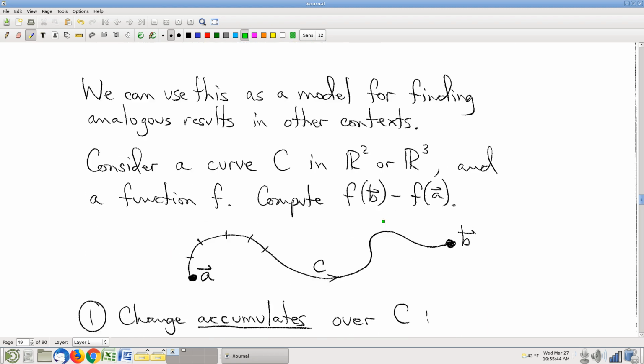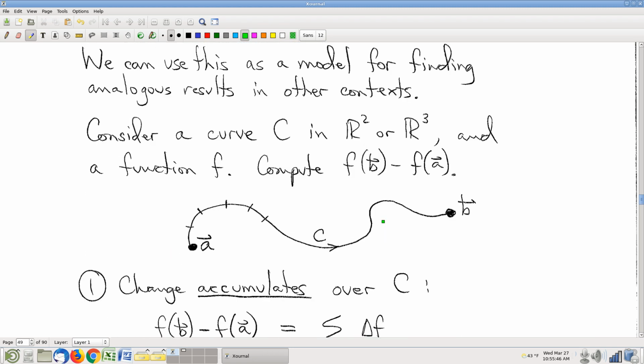So here's another context that we reasonably might want to deal with. Suppose, forget about single variable calculus now. Suppose I have a curve in R2 or R3. Let's think of it in space, because why not? Curve in R3. And suppose that it's got a starting point A, and it's got an ending point B.